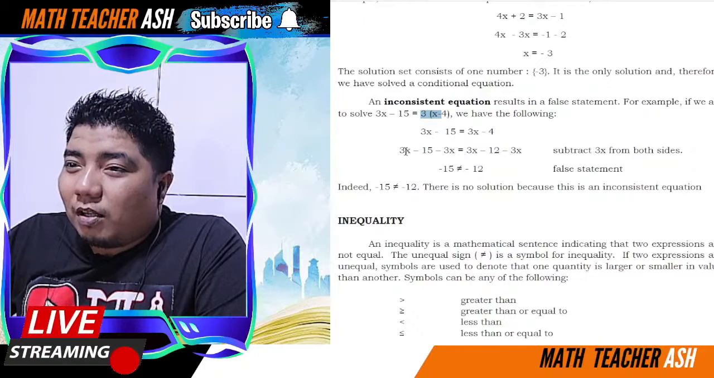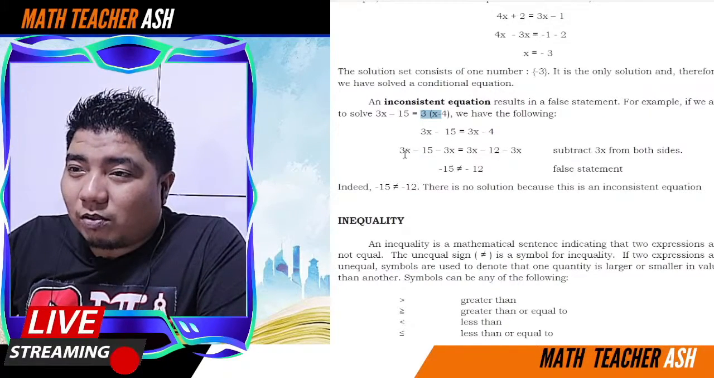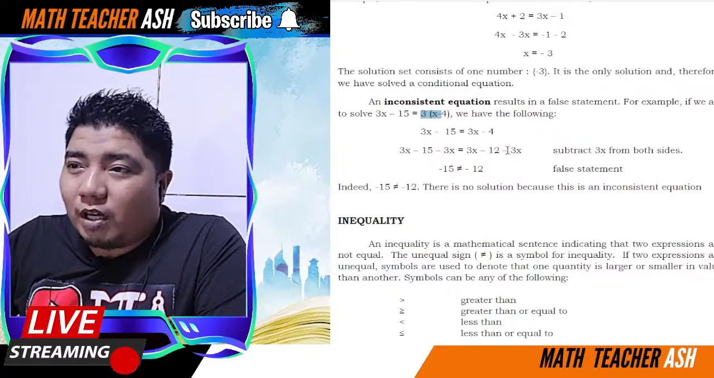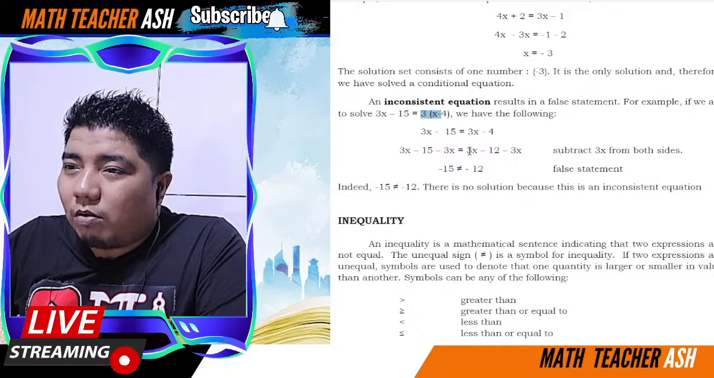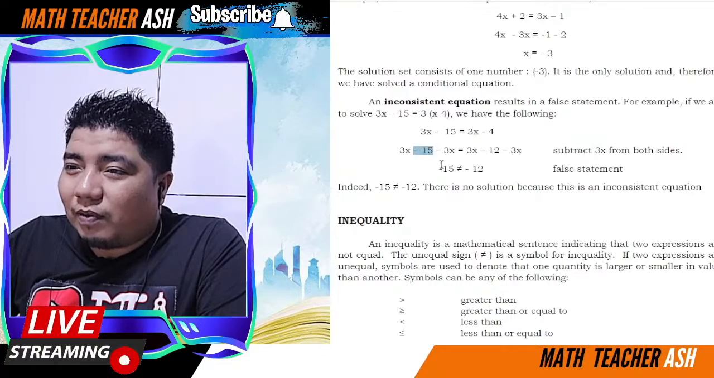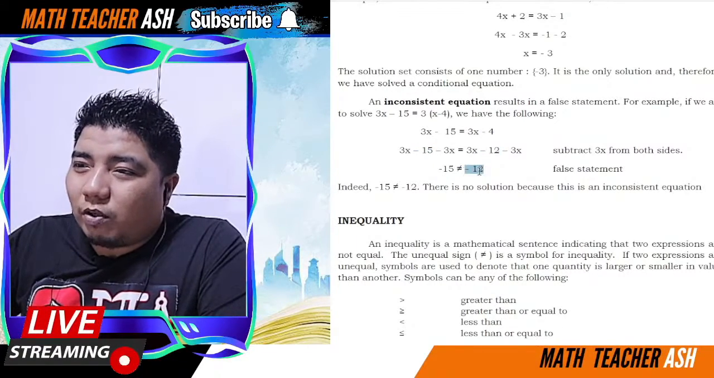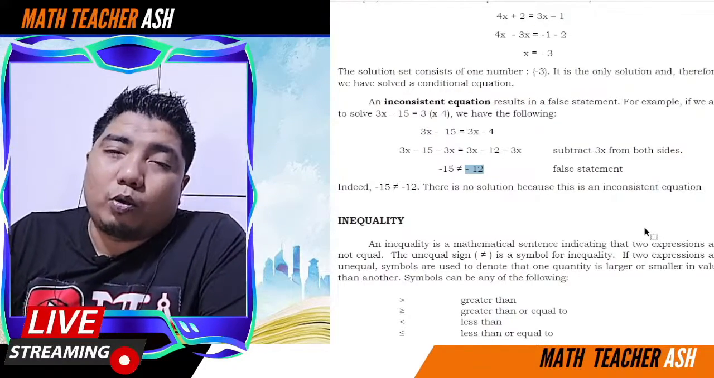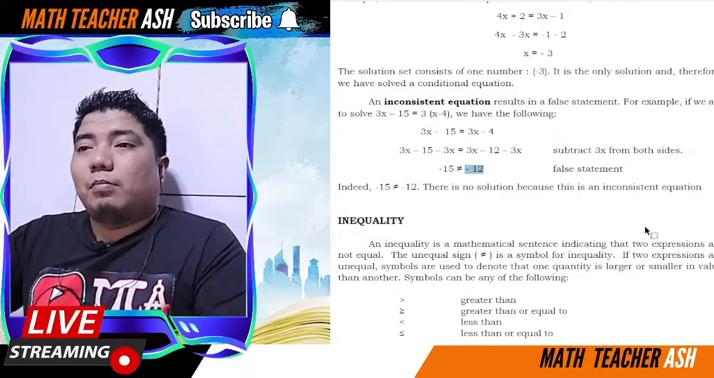Okay, so, nag-minus siya ng both sides ng 3x. So, 3x minus 3x. Then, of course, kung anong ginawa sa left, yun din ang gawin sa right. So, naging 0 na ito. Pero, ito din, naging 0 din. So, ang natira na lang is negative 15. And then, ang natira sa right side is negative 12. And we all know that negative 15 and negative 12 are two different values. Okay, so that is a false statement.